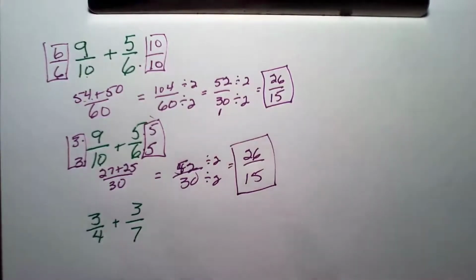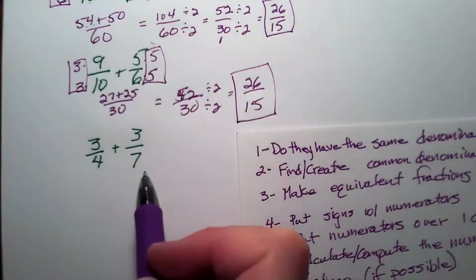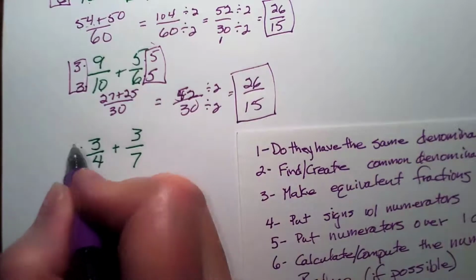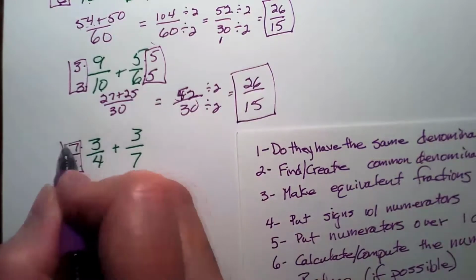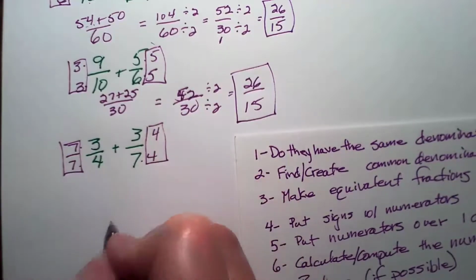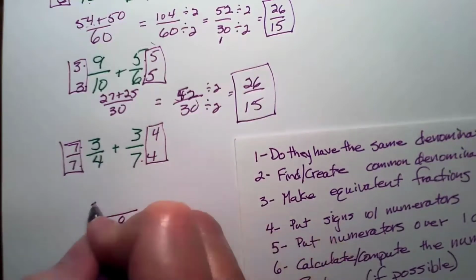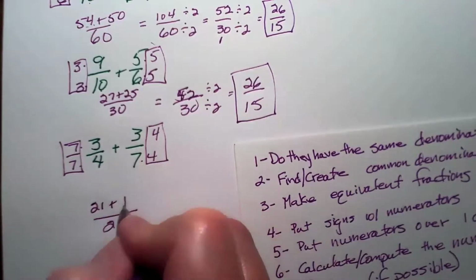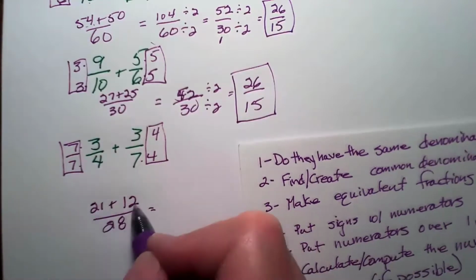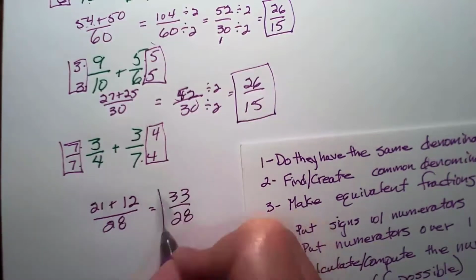And let's do one more. This one, I could look at it and say, is there a simpler way to do it? And I don't see a simpler way to do it, so I'm just going to do times 7 over 7 times 4 over 4. So I get 28 for my new denominator. 7 times 4 is 28. 7 times 3 is 21, plus 3 times 4 is 12. 21 and 12 is 33 over 28. That's my answer.